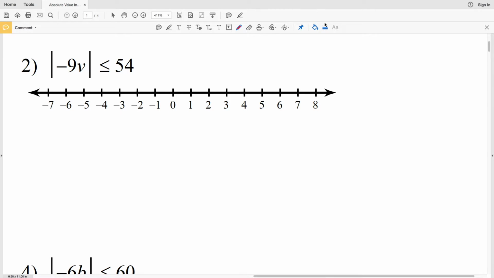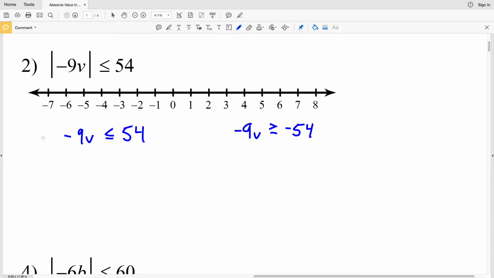Moving on to number 2, we have the absolute value of negative 9v is less than or equal to 54. So our first inequality is going to be that negative 9v is less than or equal to 54. Our second inequality is going to be that negative 9v is greater than or equal to negative 54. Because as soon as we hit negative 55, the absolute value of that negative 55 is a positive 55, which is not less than or equal to 54. So when we're looking at the negative option, we have to do greater than or equal to.